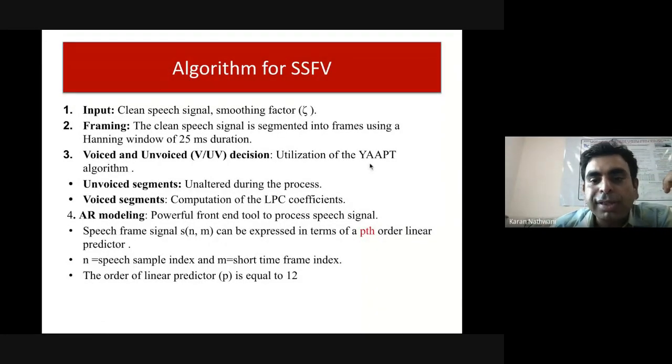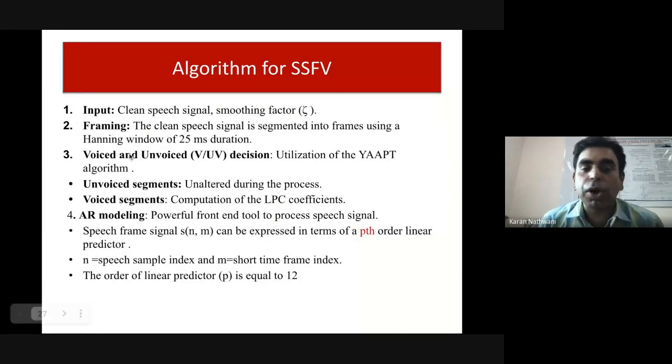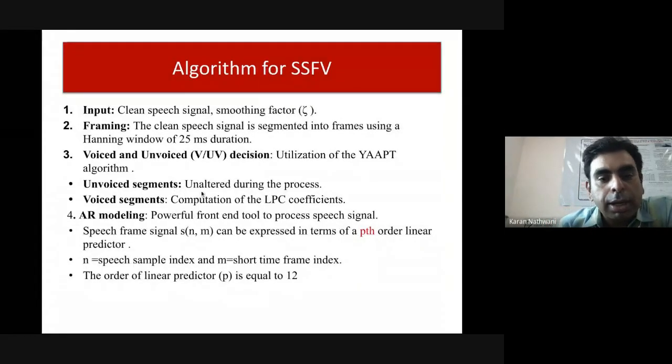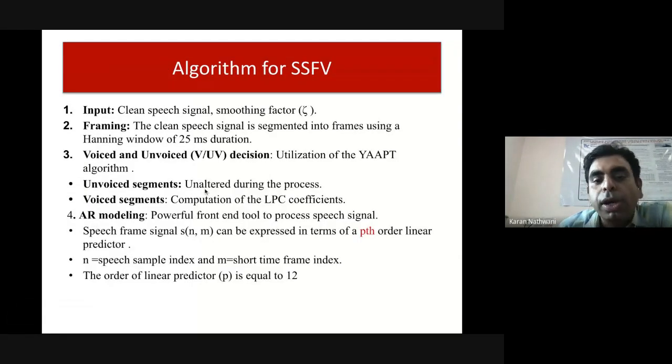After that, you will utilize another method to decide whether you have a voiced or unvoiced decision. Now you have a window frame, that is a segment. How do you say that it is voiced or unvoiced? Based on the pitch. YAPT, yet another algorithm for pitch tracking, is quite widely used in the literature for finding the voiced and unvoiced decision. We also call it VAD, voice activity detection. Unvoiced segments are not being touched upon. As you can see from here, unvoiced segments have not gone through any process, so they are unaltered.